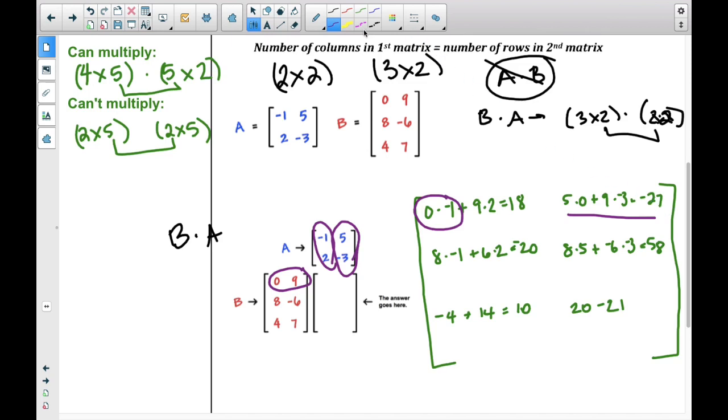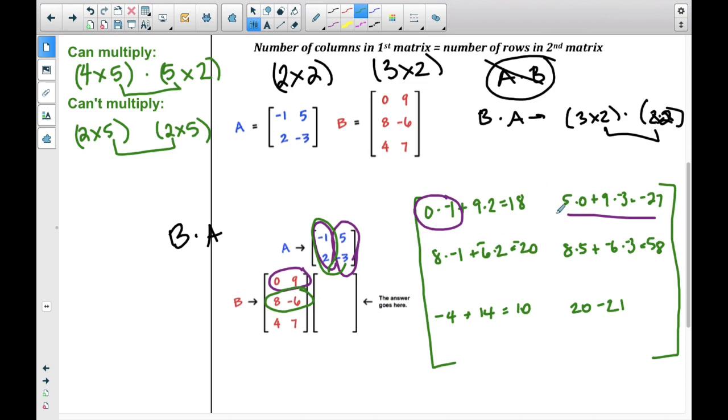I think you can see that this starts to get a little bit complex. For the next one, we're going to take 8 and -6 times -1 and 2. So 8 times -1, -6 times 2, adds up to -20, and so forth. We do that for every single one.